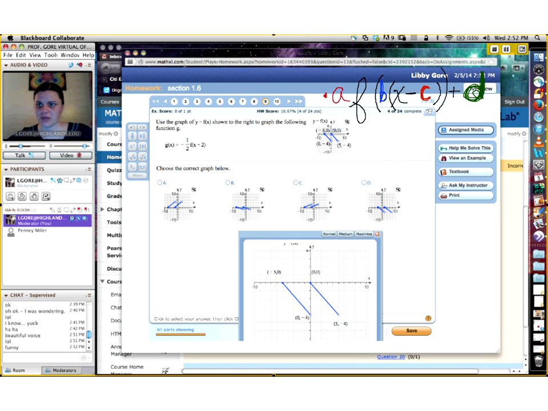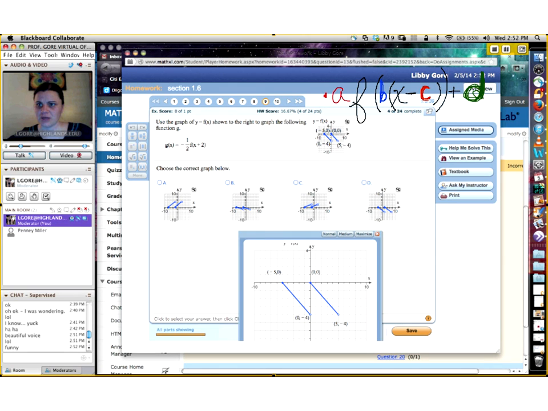The B value. The B value is the coefficient on the inside of the function. This represents horizontal movement. So the sign of the B value, if it's positive, it's in the same position as the parent function. If the B value is negative, it flips over the y-axis, so left and right wise.